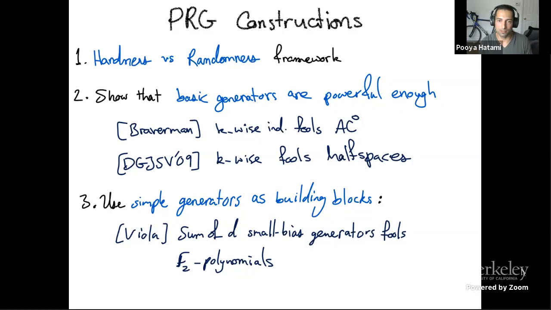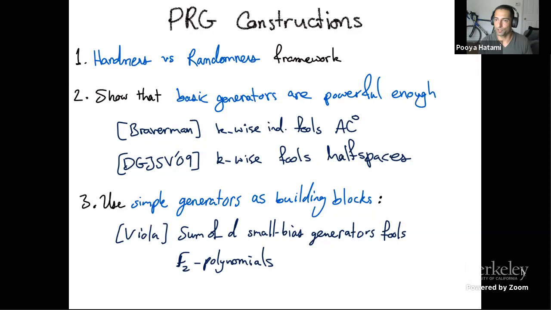And a third, maybe broader way of constructing pseudorandom generators is, well, maybe one copy of an epsilon bias distribution doesn't fool your family. What if I use several of them and put them together in some sort of clever way? You can see that this third category is a little bit more loosely defined, and you can put a lot of different things into this.